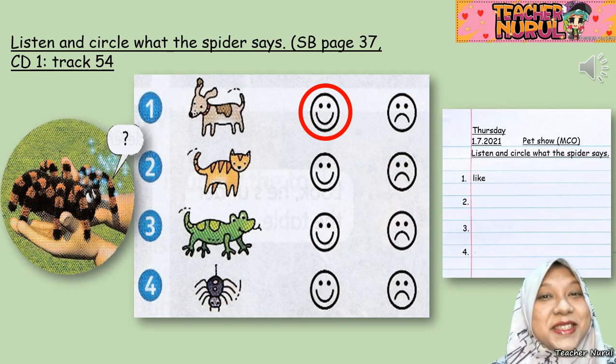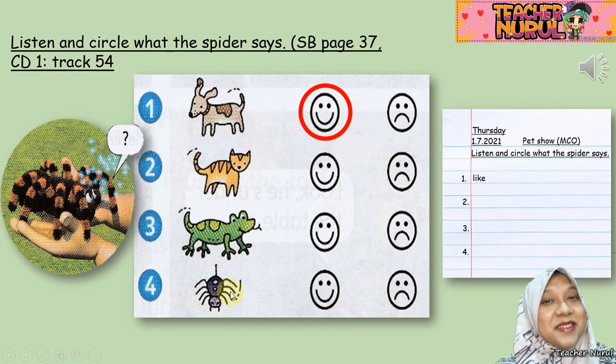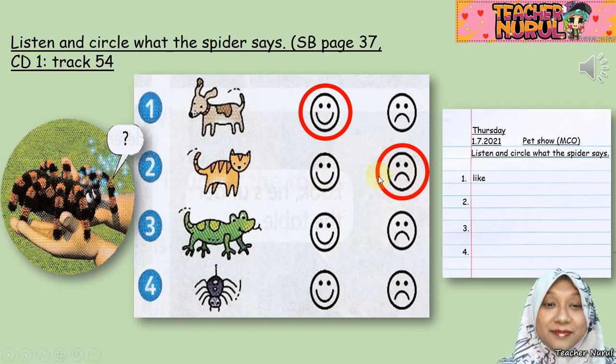Okay, so how was it? Did you get the answers? Now let us go through number 2. Number 2, I don't like cats. So the answer is this one. So you write down don't like at number 2.